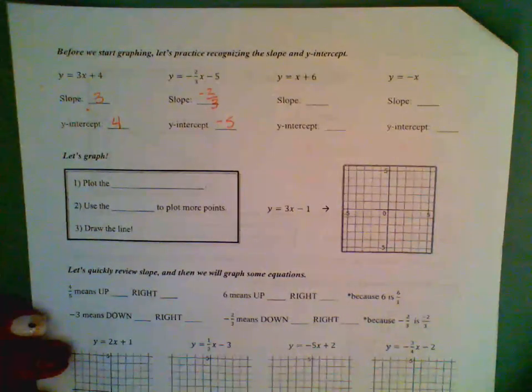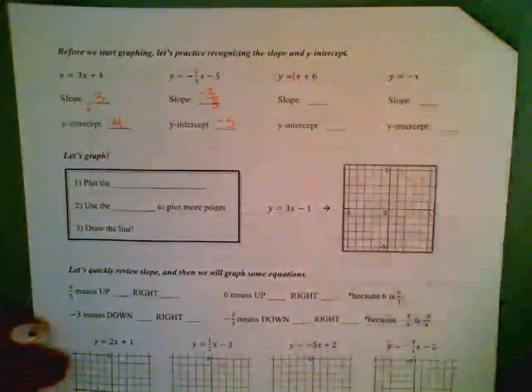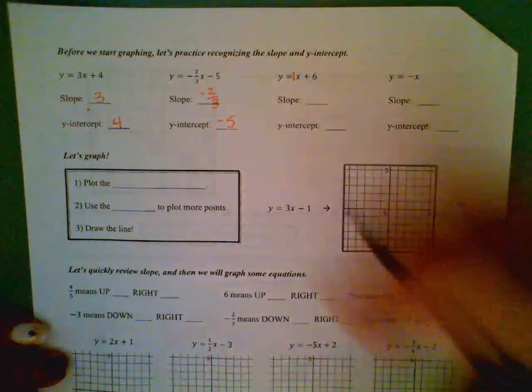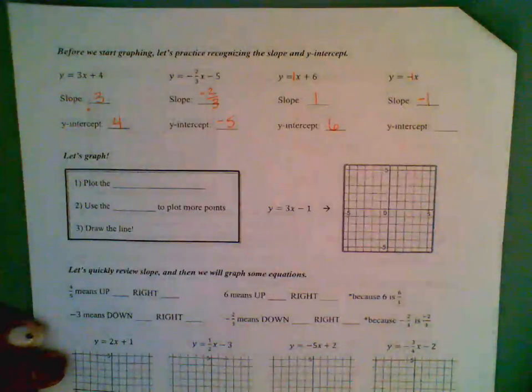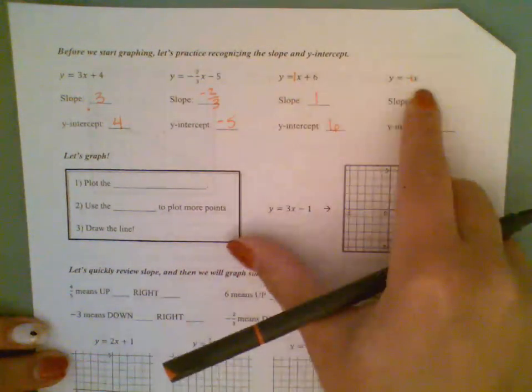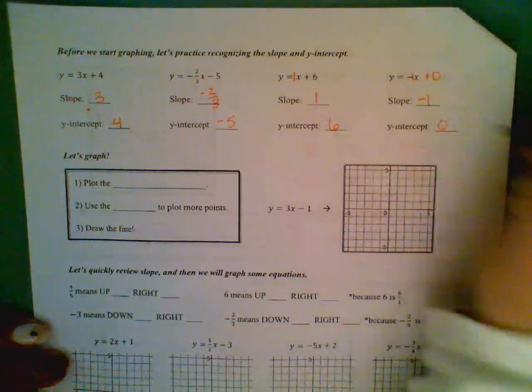What happens though when there is no number with the x? Do you remember what number is actually in front of the x? Hopefully you're thinking 1. So in this case, the slope is 1 and your y-intercept is 6. On this last equation, again, we have to put a 1 in front, so it's really a -1. But what's the y-intercept? Is there a number after the x? All of these have a number after the x, but this one doesn't. When there's no number, it's a +0. So your y-intercept is 0.